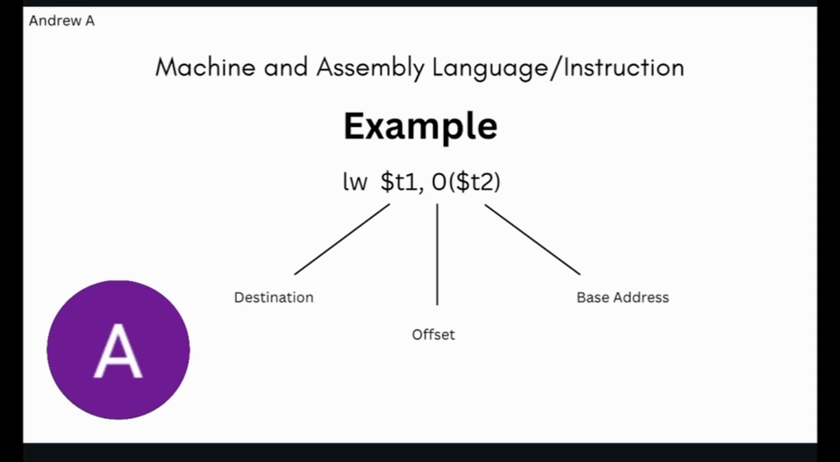Here we have an example of a LW instruction, or a load instruction. It comprises a destination register at the beginning, the offset in the middle, and the base address at the end. The offset is used to determine the specific memory location to access from a base address. The data that the offset and base address load up is then transferred to the destination register and loaded in there.